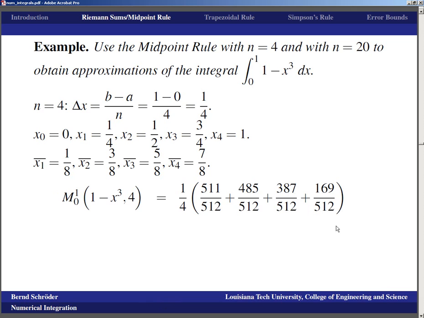So that's up here. And if you add that up, well, let's see, how would I add that up? This would be 500, 900, 996, 1200, and so on and so on. Hey, I mean, that's it. Use a calculator. Why not? And so you end up with 1/4 times 1552 over 512, which ends up being 97 over 128.